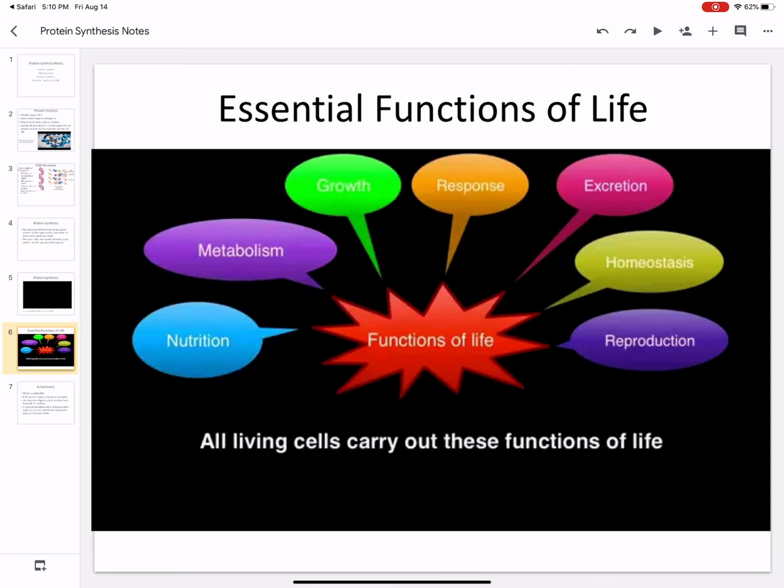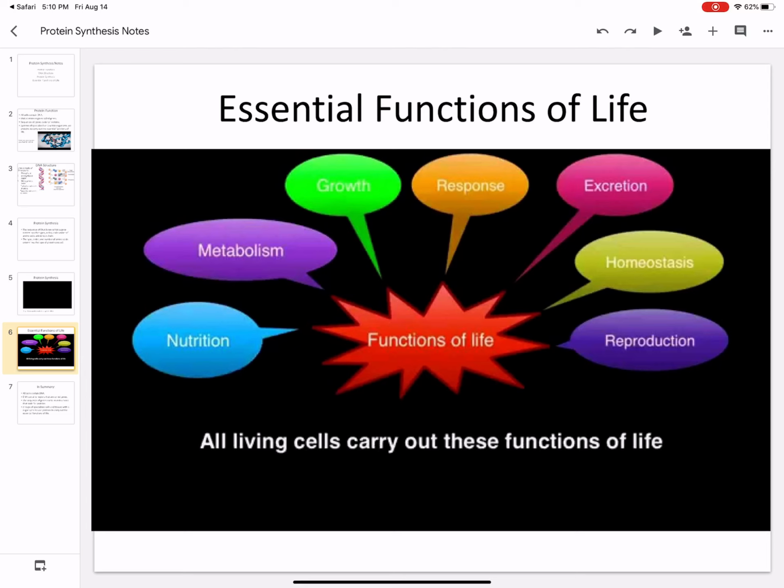Last topic that I want to talk about today is essential functions of life. The essential functions of life are kind of like a checklist of things that living cells must carry out. If they don't meet all of these checklist items, then they're not considered to be alive. In this particular graphic, you can see that there are 7 different essential functions of life. So 7 things that a living thing must do to be qualified as alive.